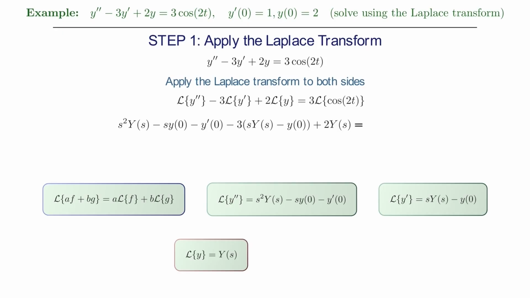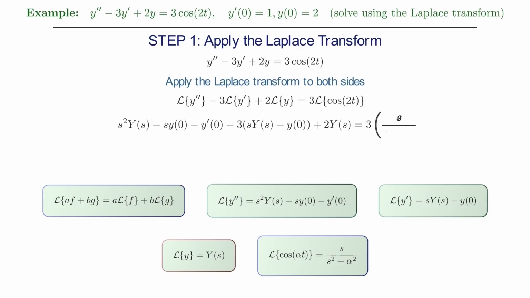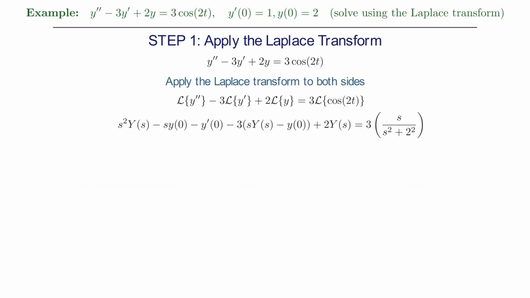And this is equal to 3 times the Laplace transform of cos(2t), and the table tells us that the transform of cos(2t) is s over s squared plus 2 squared, because we take alpha as the coefficient of t, and this is equal to 2.